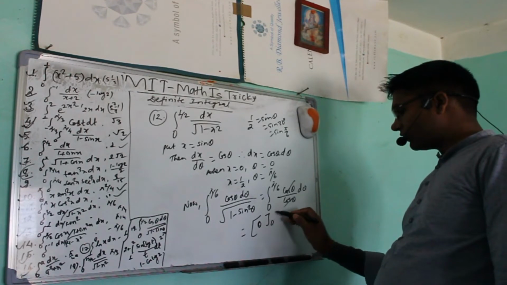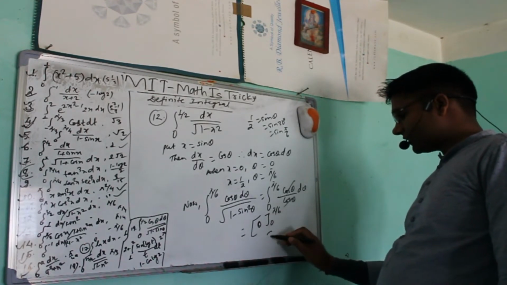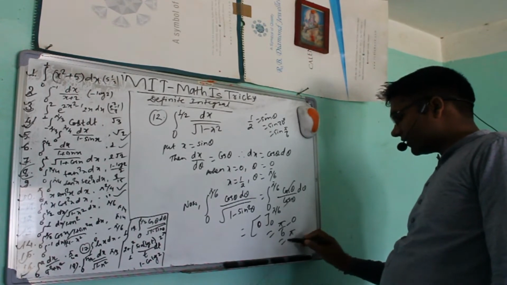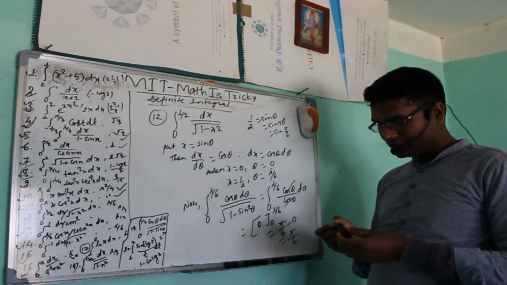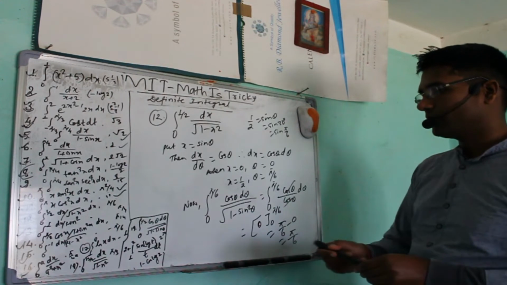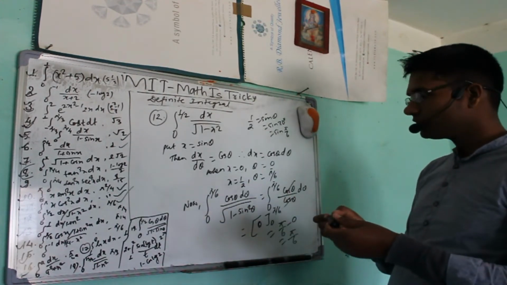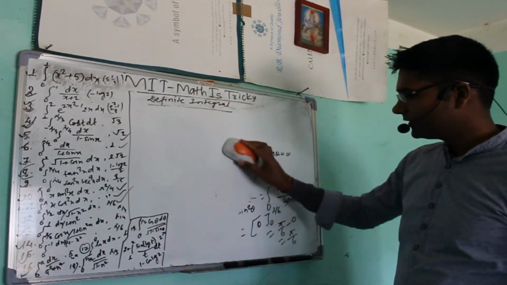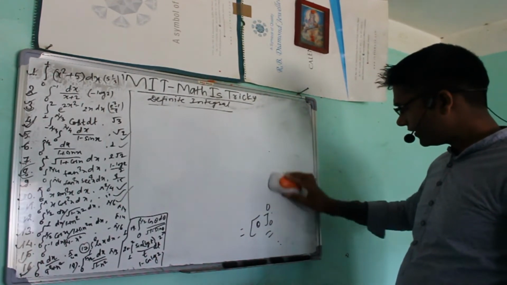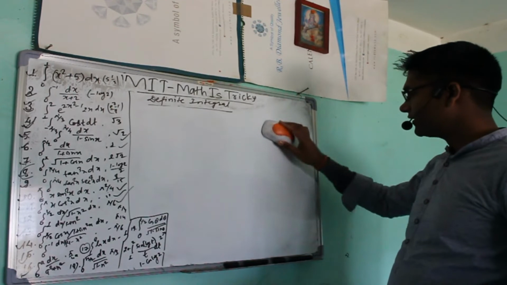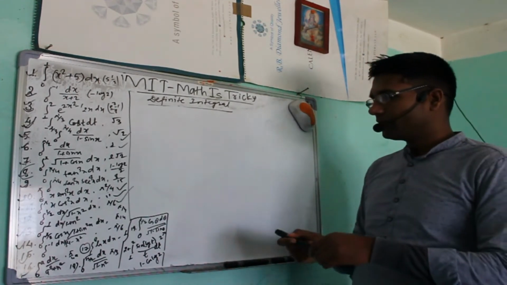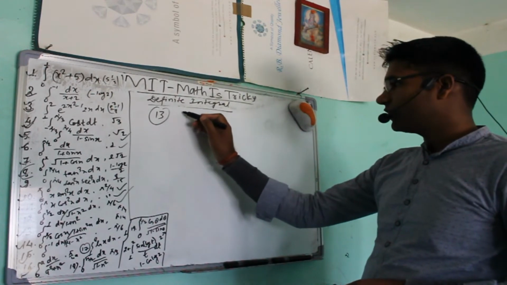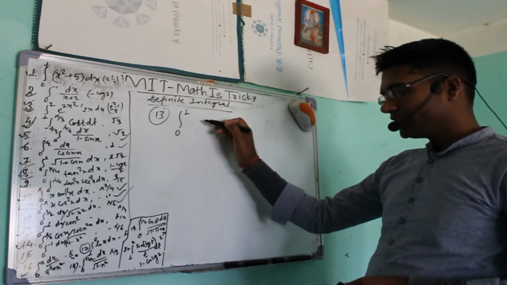So now we have the answer. Let's integrate this. It is simply y cubed by 3 plus y power 5 by 5 from 0 to 1. So let's put first 1: 1 by 3 plus 1 by 5 minus 0 minus 0. So it is 5 plus 3 by 15, that is 8 by 15, which is our answer.